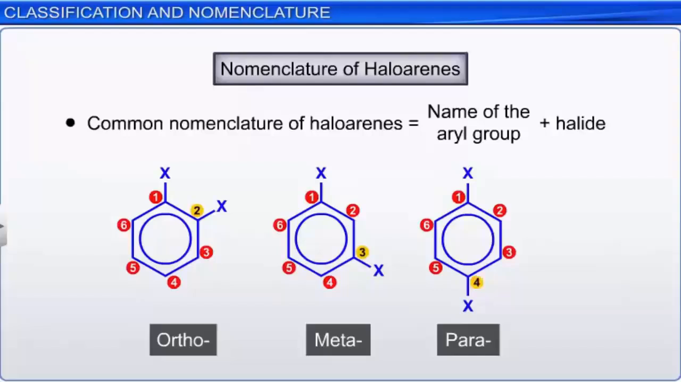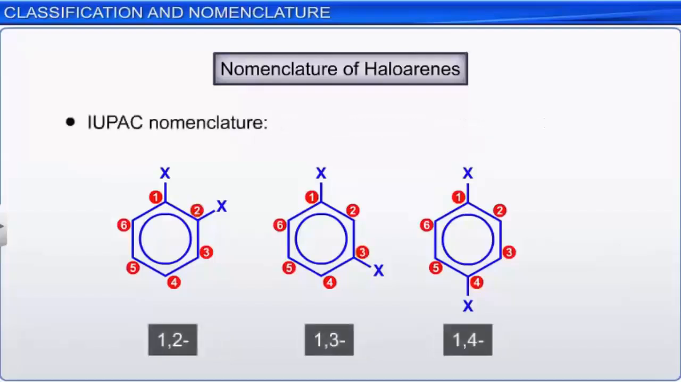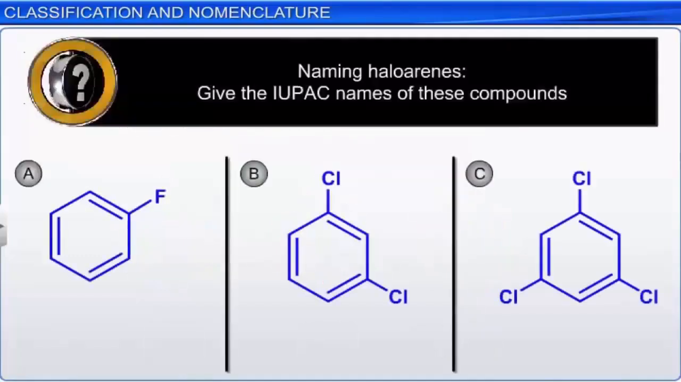Let's work through some practice problems together. What are the IUPAC names of these compounds? All 3 molecules are benzene derivatives. Remember that if more than one similar substituents are present, then we must give the location of each and include prefixes indicating the number present.